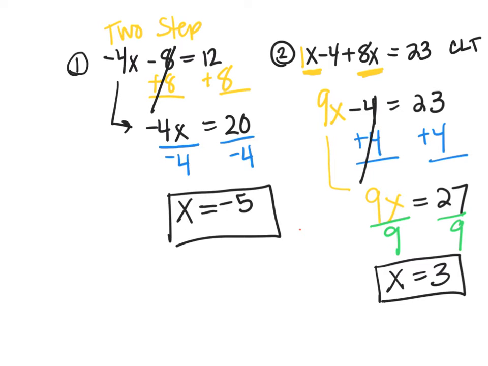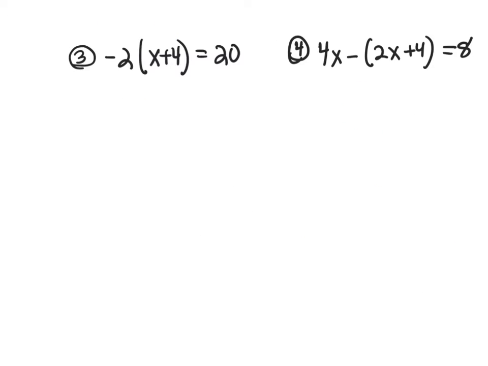Okay. Going on to our next problems. You can see that these ones now have distributive property in them. So I'm going to start number 3 by applying the distributive property. Remember, the distributive property is just a form of multiplication. And so when I take negative 2 times x, that'll be negative 2x. And negative 2 times 4 is going to give me a negative 8.